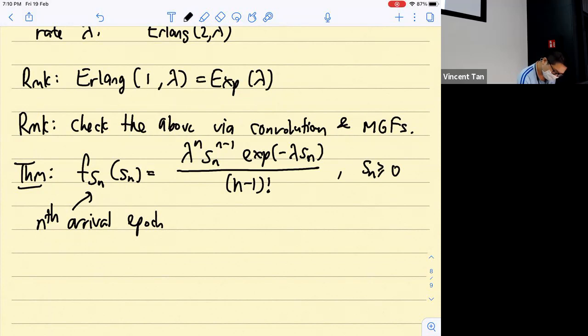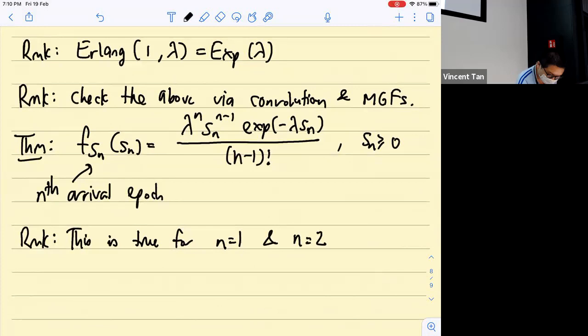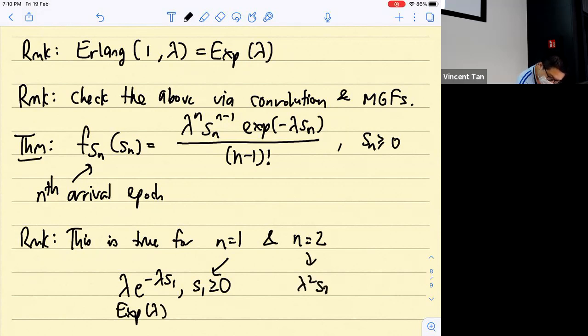Okay, so remark, this is true for n equals 1 and n equals 2. In particular, for n equals 1, we recover lambda e to the minus lambda S1 over 0 factorial, and 0 factorial is 1, so it is exponential lambda. And for n equals 2, we get lambda squared S2 e to the minus lambda S2 over 1 factorial, which is equal to 1, so I will not put it down. And this is again Erlang 2 lambda. So it checks out for the first two.